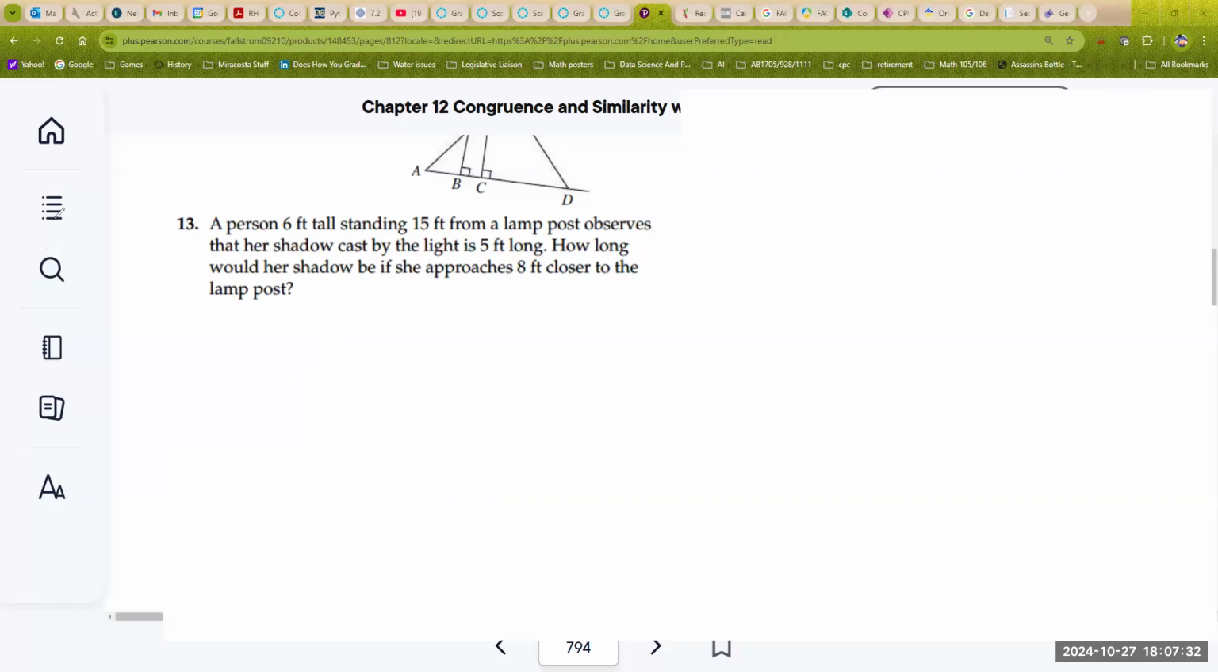So the first thing I would do is probably set up the light post. So here's the light post, and it casts a shadow. You think about the shadow kind of coming down. So the shadow for the light post is this whole thing on the ground, right?